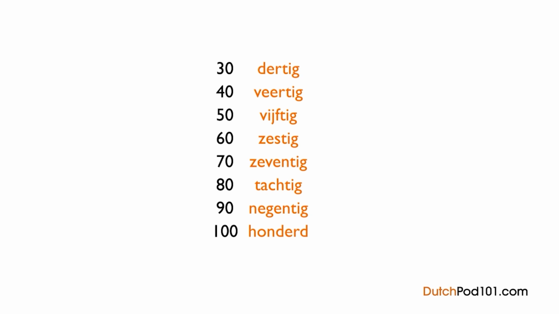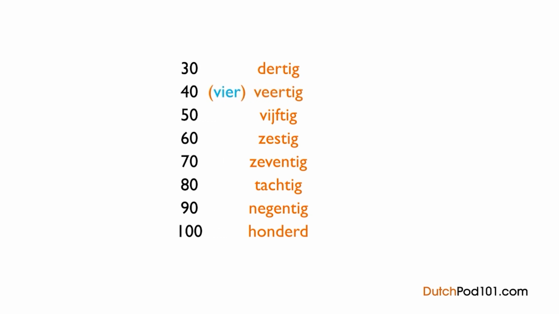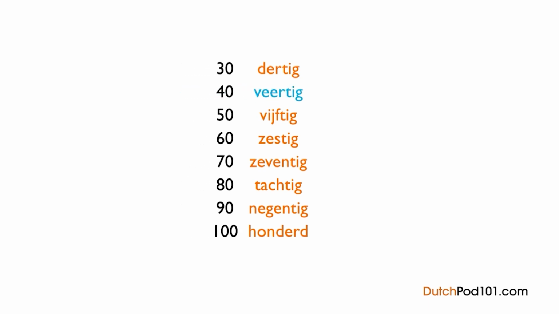Here's another example. 40, which means 40. 40 is composed of veer, which is a variation of vier, the word for 4, and tig, 40. As for 100, it sounds a lot like the English 100 and shouldn't be that hard to remember.